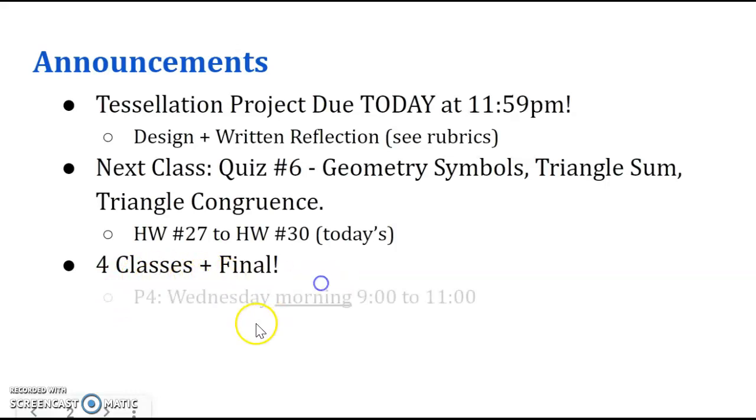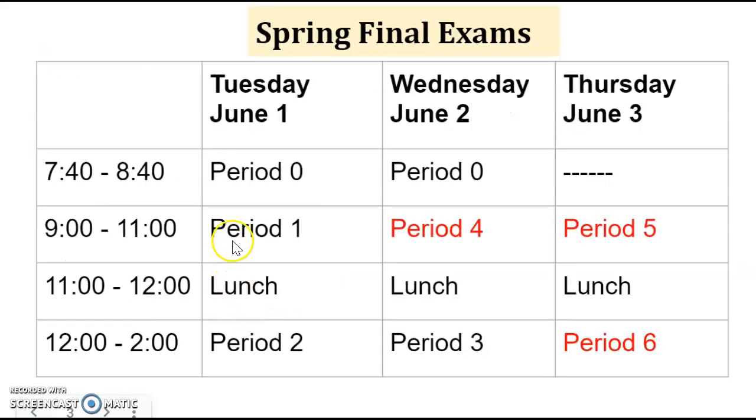Okay, and if we were to go to the final schedule, this is what the spring final exam schedule is like. The Monday before the final week is Memorial Day weekend, so it's a long weekend, so there's no school. But then Tuesday, Wednesday, and Thursday are your finals. For period 4, you're going to have your final on Wednesday from 9 to 11. For period 5, Thursday 9 to 11, and then for period 6, 12 to 2 on Thursday. And then you're done. You're done for the year.